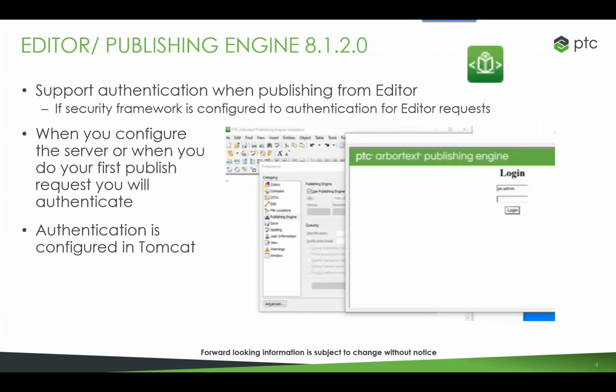The other one is that, as many of you know, beginning with the 8.1 release, we have been working on the general area of security for Arbortext publishing engine. And so in 8.120, what we'll be adding is authentication when you're doing a publish job from editor. So if you turn on the security framework and you've got it set up for Arbortext publishing engine, this will allow you to secure the publishing requests that come from editor.